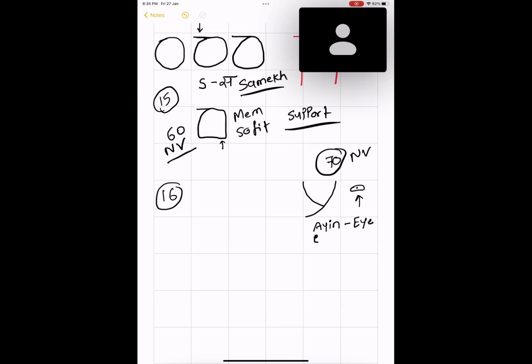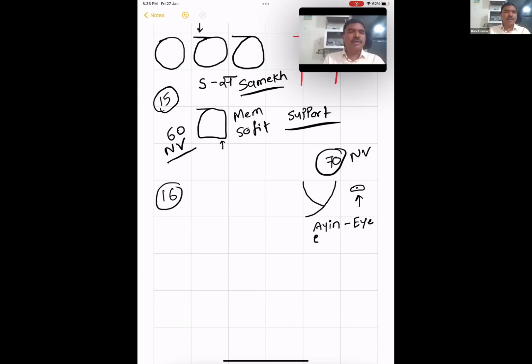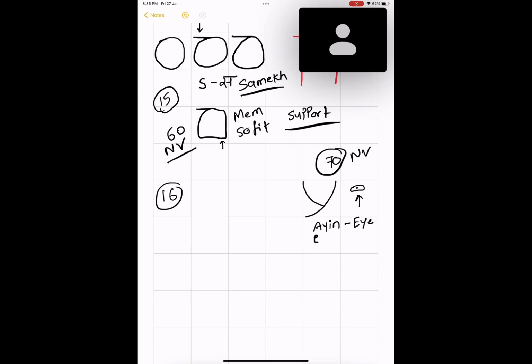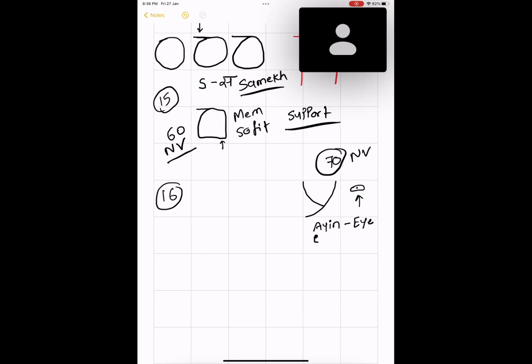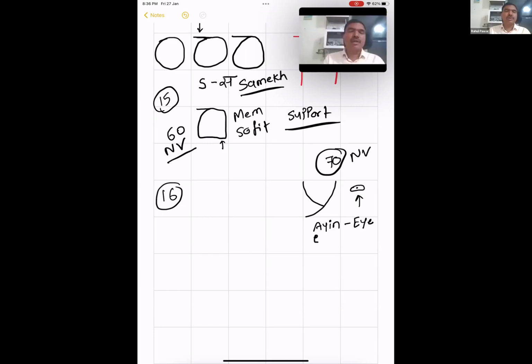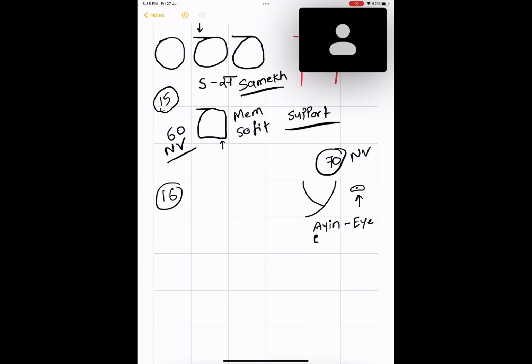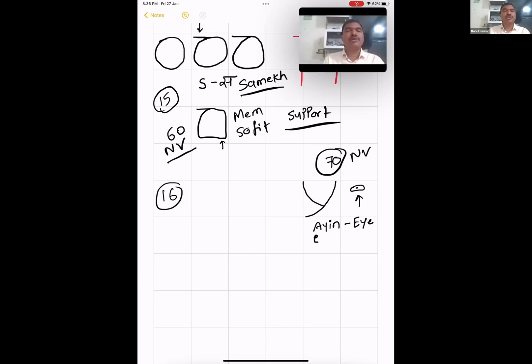Now, a very important thing about the Ain. Ain is the guttural letter. Guttural means the letter that comes out of the throat. Ain is a guttural letter. And the second thing about this Ain is, although it is a silent letter, during ancient time it gave a guttural sound like G.